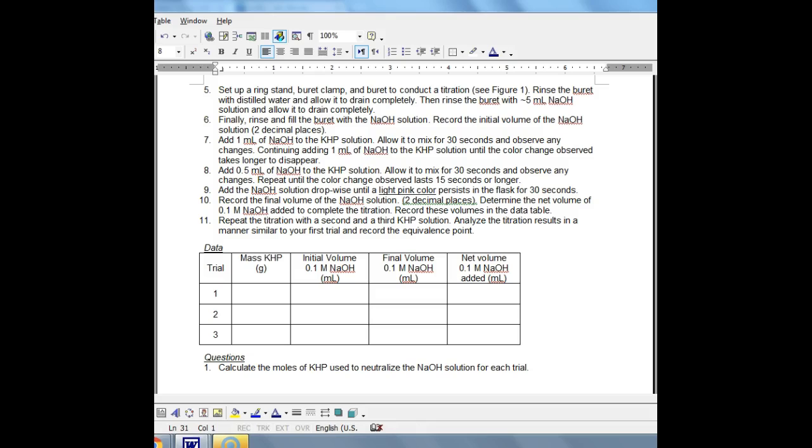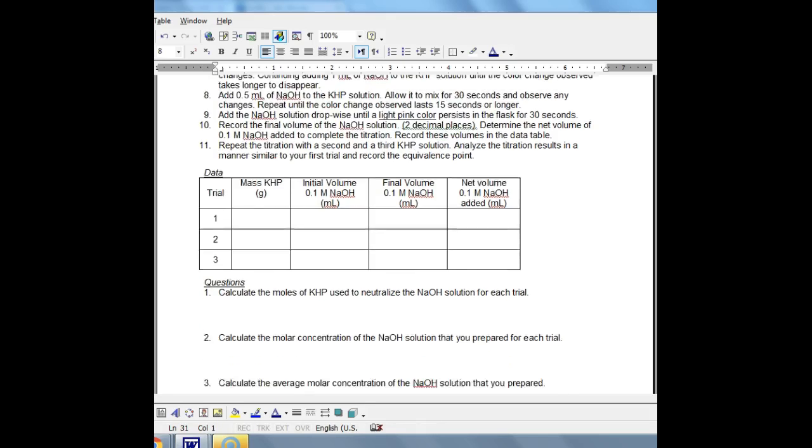So you recorded in your data table the masses of the KHP you used for your 2 trials, the initial and the final volume. Hopefully you recorded those accurately. Then the net volume would just be the difference between the final and initial volume. Trial 3 you should have gotten from another group.